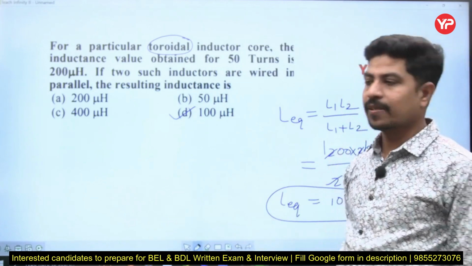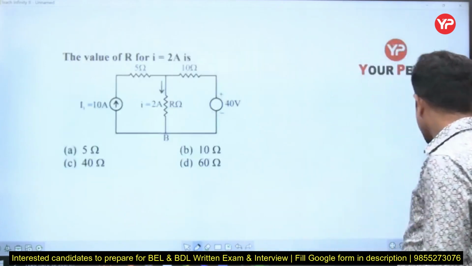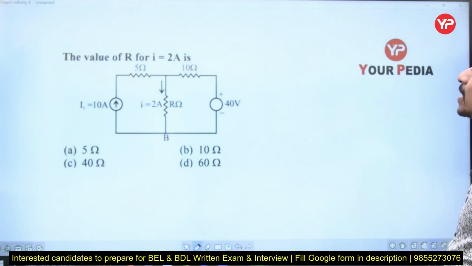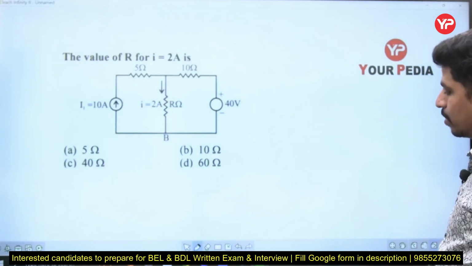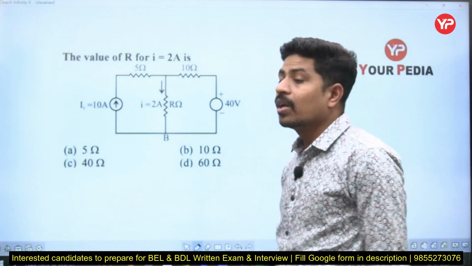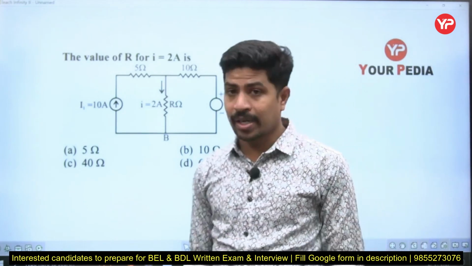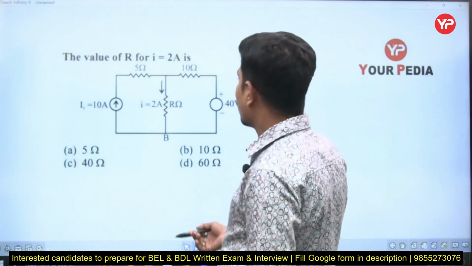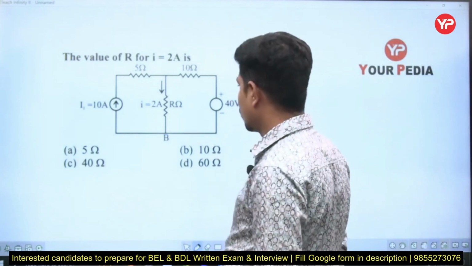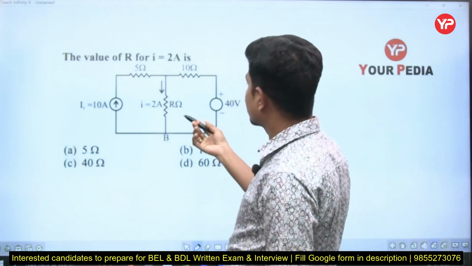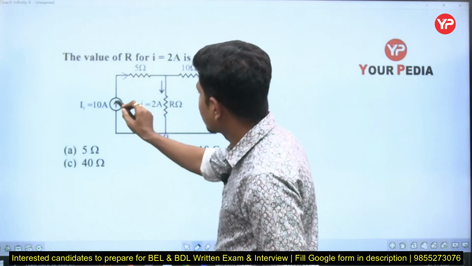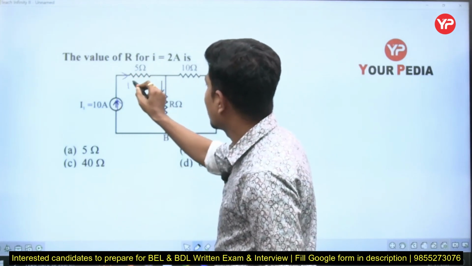Option is D, right? Let's go to the next question. The value of resistance R for I equal to 2 amperes. See, generally in the questions, that fellow will give the resistance and ask us to find a current, but here the current is given and he is asking for the resistance, okay? How much is this current? 2 amperes. Already, this current is given as 10 amperes.